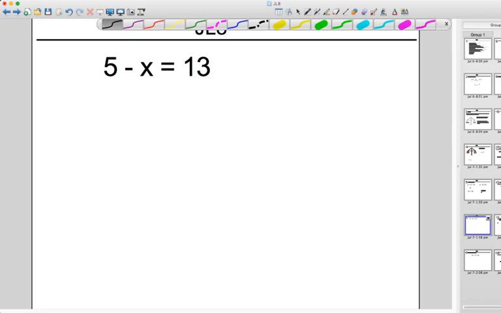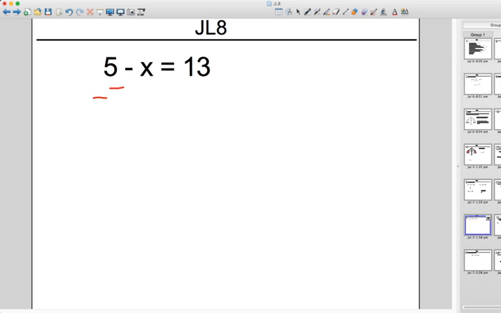So then we've got to look at what happens when you've got minus signs in here, which is why I looked at the negative numbers last time. I've got 5 subtract x equals 13. If you'd like to have a go, please do. Otherwise, I'm just going to go through it. I need to get rid of this 5. So I'm going to subtract 5 on both sides.